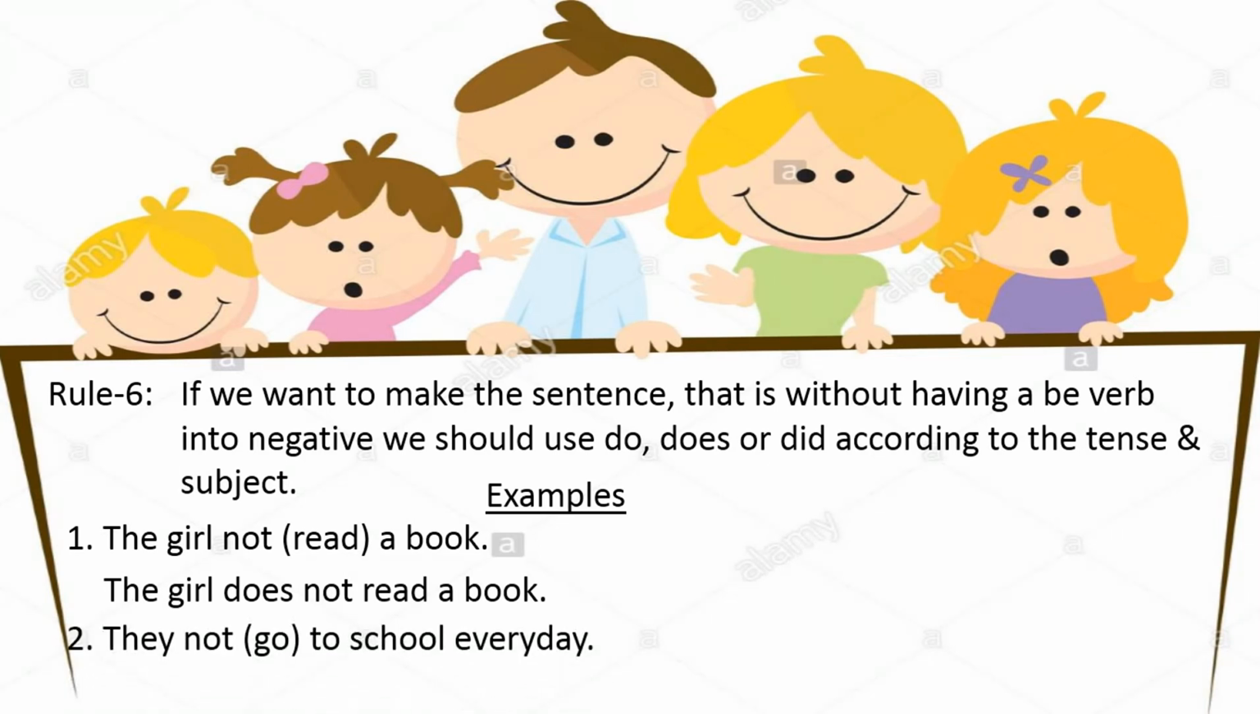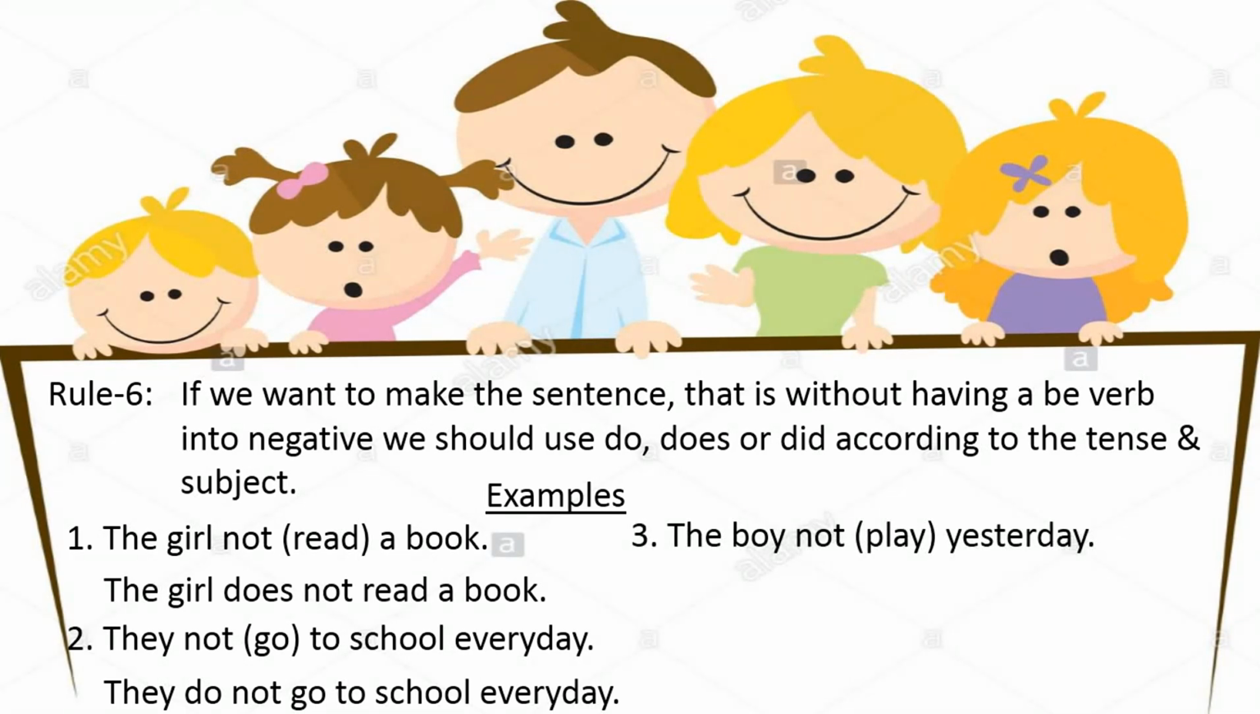Again, they (not go) to school every day. Here we will have the answer: they do not go to school every day. Without a be verb, we will use do here because the subject is they. Number 3: the boy (not play) yesterday. Yesterday means it's past tense. In that case, we know that in past tense we will use did. So here the answer: the boy didn't play yesterday.